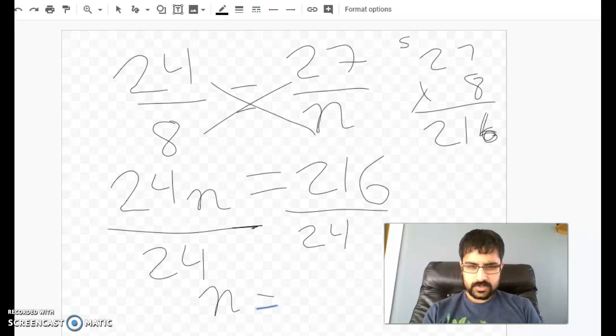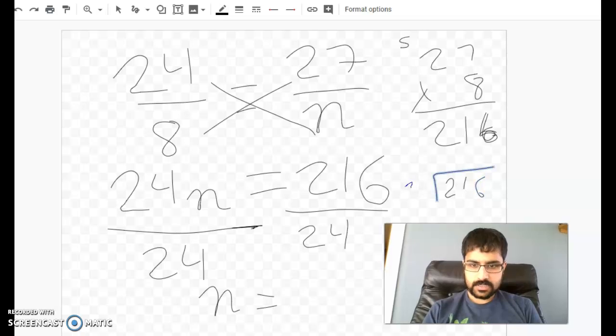So 24 goes into 216. Let's go ahead and long divide that bad boy. 24 on the outside.